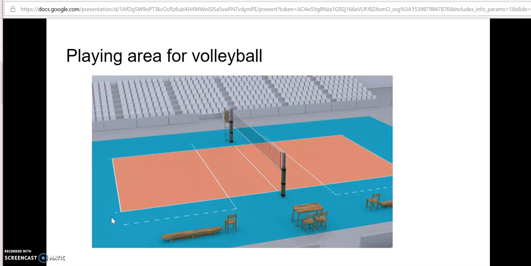There is a line in the middle of the court underneath the net to split the court in half, to give the teams the area that they should stay in. So this is that side of their court. And there's one more line, which is 3 meters away from the center line. This is normally called the attacking line.